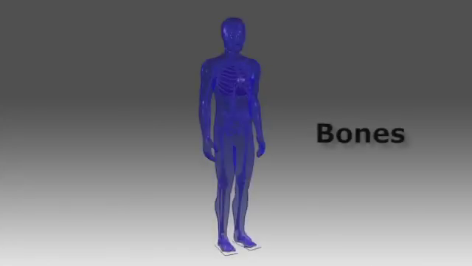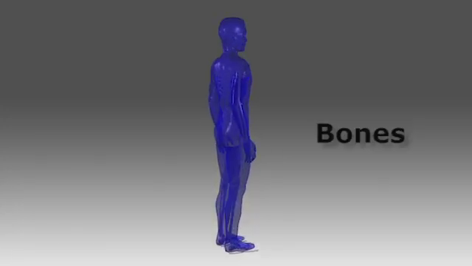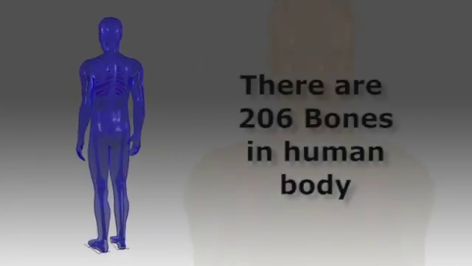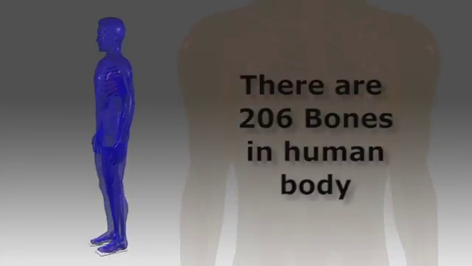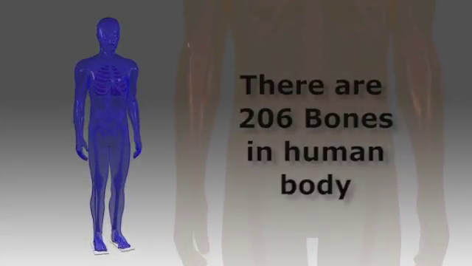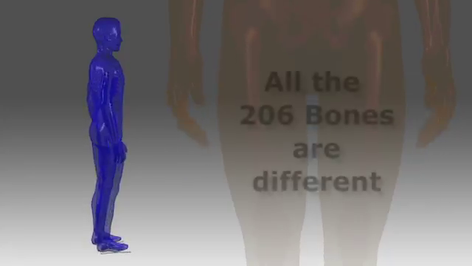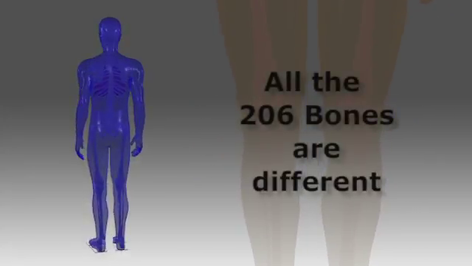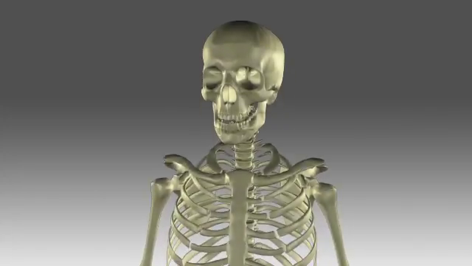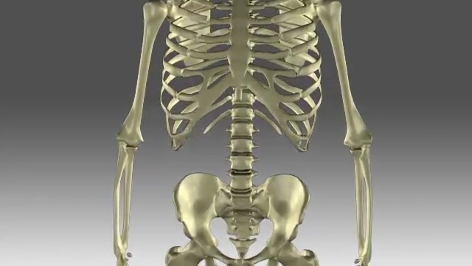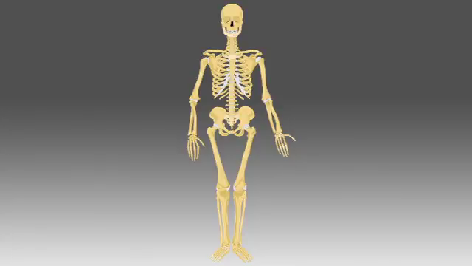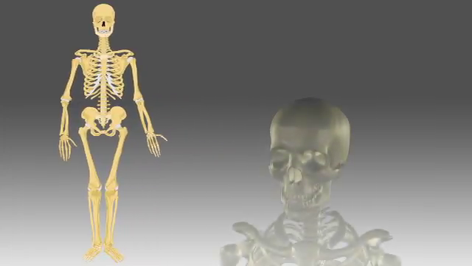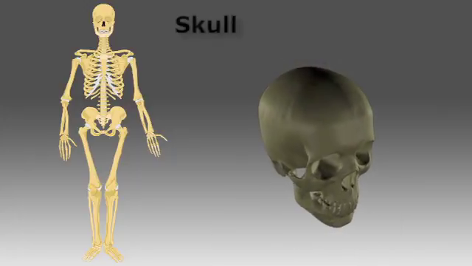Now talking about the bones, do you know how many bones do we have? There are 206 of them. Not all the 206 bones are of the same type. They are all different and perform various functions. Therefore, our skeleton can be divided into different parts based on their functions. There is the skull, the rib cage, the backbone, and the limbs. Let's see their functions.